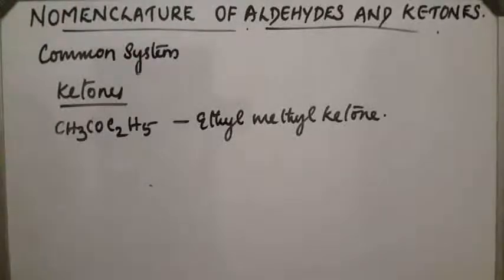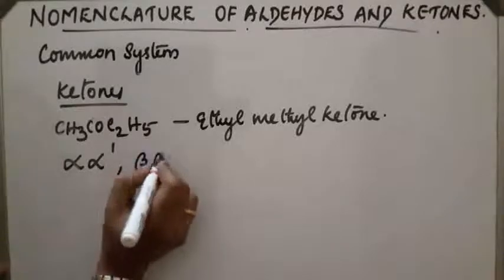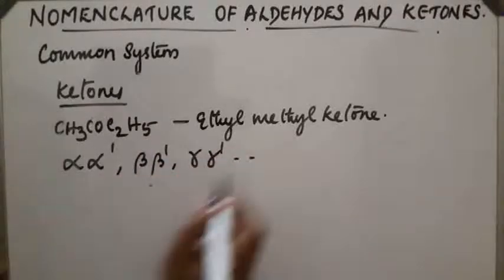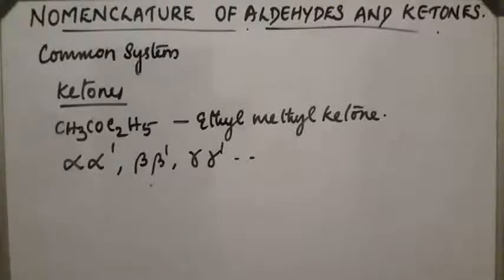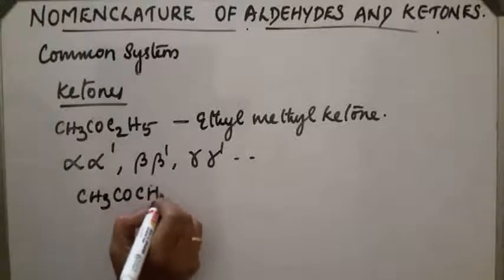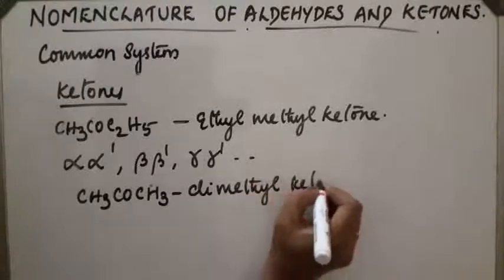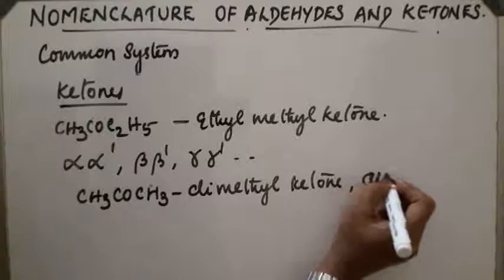Next, if substituents are present, how can we indicate them? With two alkyl groups on two sides of the carbonyl group, they are indicated as alpha, alpha dash, beta, beta dash, then gamma, gamma dash, etc. Like this we can indicate those substituents. Some ketones have historical names, and we always follow those names. For example, CH3COCH3 is dimethyl ketone, which can be called acetone.